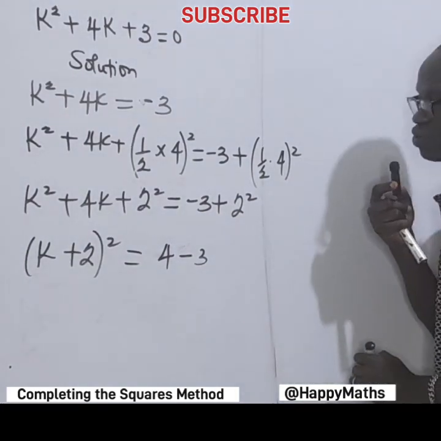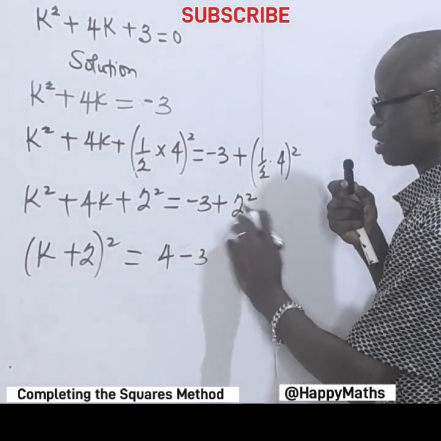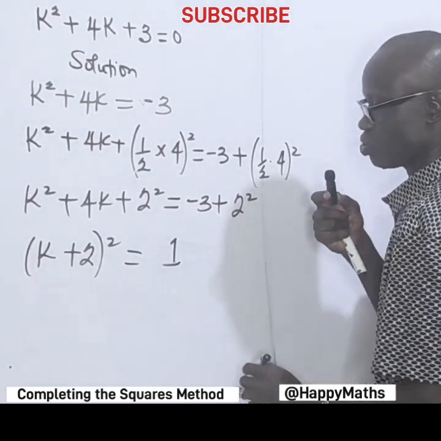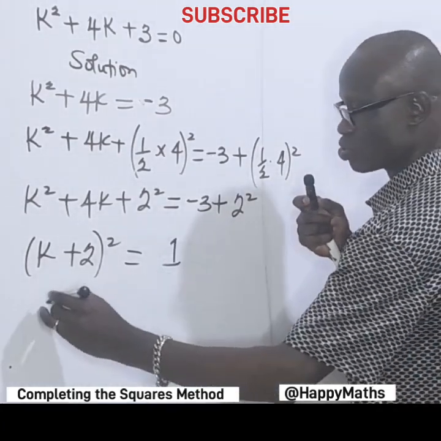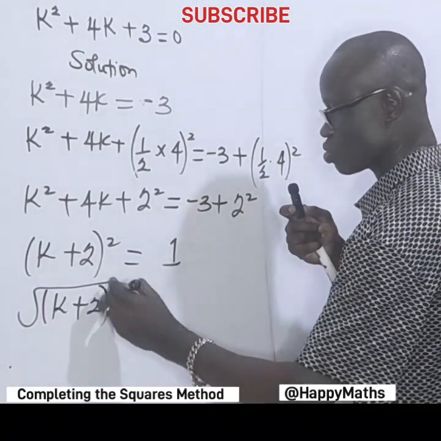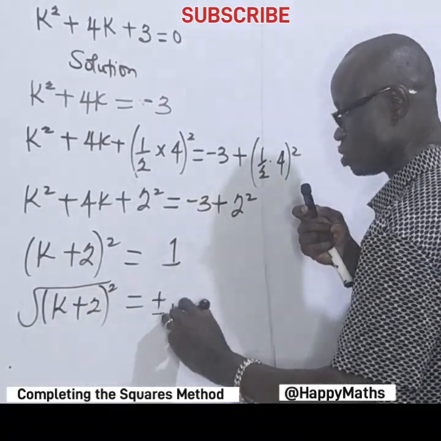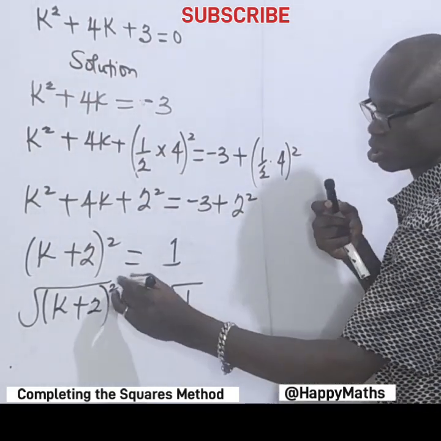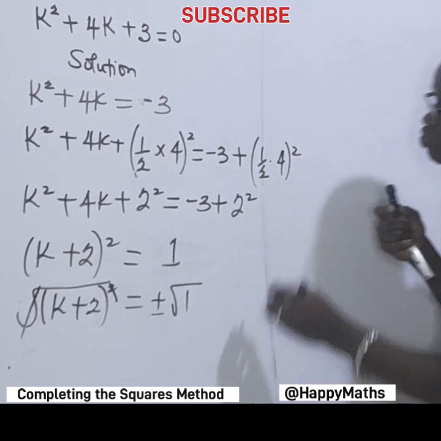Now, from there, what do we do? 4 minus 3 will give us 1. Let's make it 1. Now, on the left-hand side, we square root both sides. This is k plus 2. We take the square root to remove the square. Plus or minus 1, because it is a square, it has to be positive or negative.